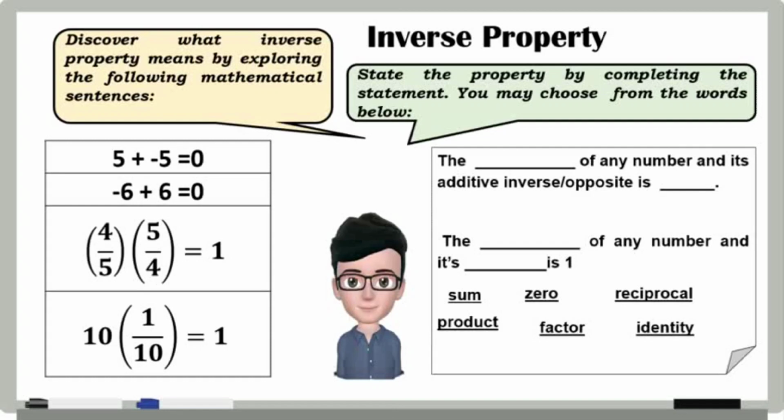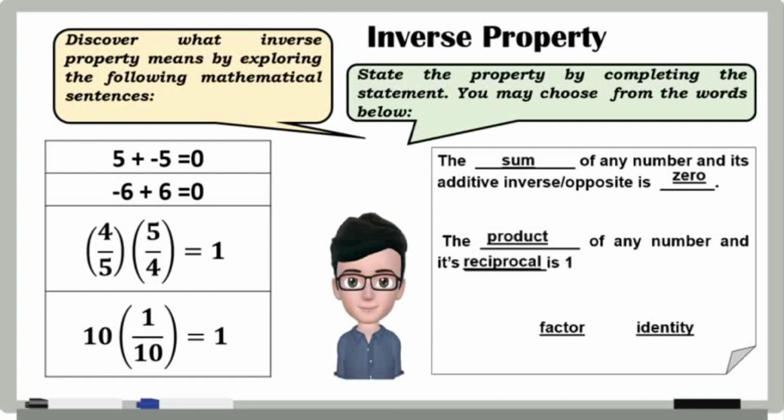There are two statements. One statement is for addition and the other one is for multiplication. The sum of any number and its additive inverse or opposite is 0. For the second statement, the product of any number and its reciprocal is 1. Good. So, in the given, ang additive inverse ni 5 ay negative 5. Ang additive inverse ni negative 6 ay 6. That's why when you add, the answer will be 0.